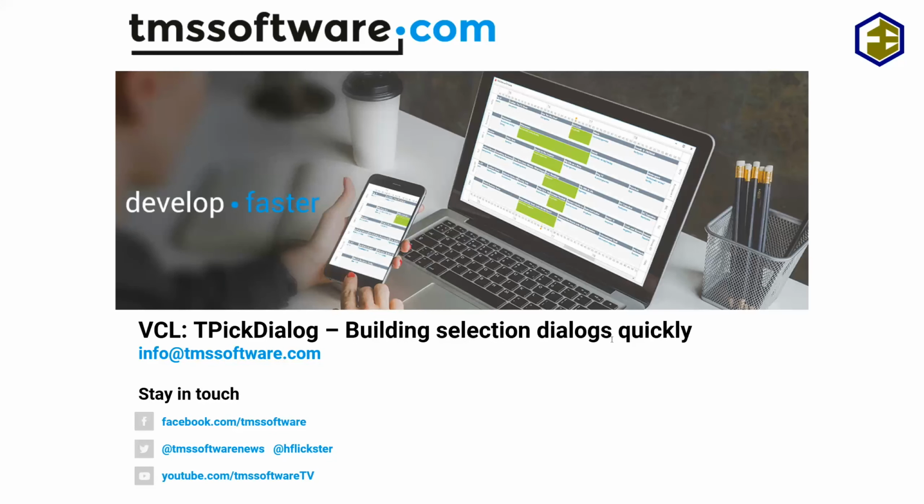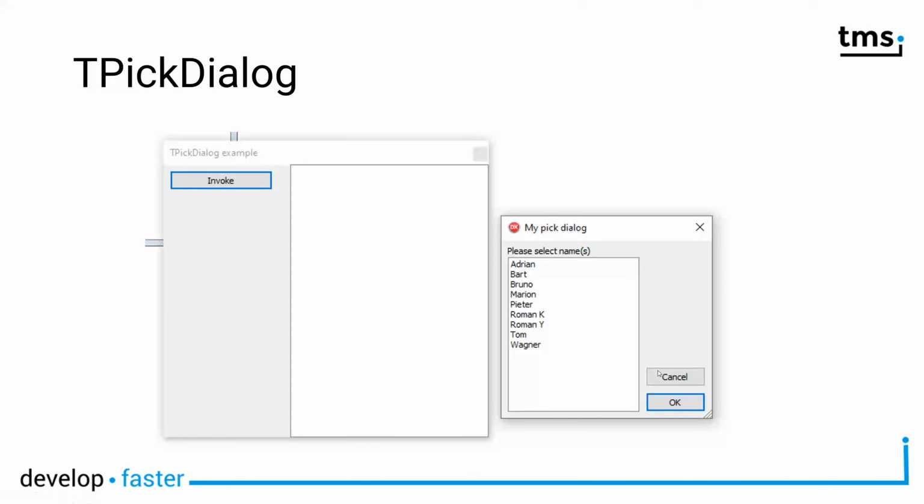Today we're going to have a look at TPickDialog. This non-visual component allows you to build selection dialogs quickly. In the following video we'll build a little example in which we can select team members from the TMS team. This list has no call for completion. There's more team members. This is just a selection.